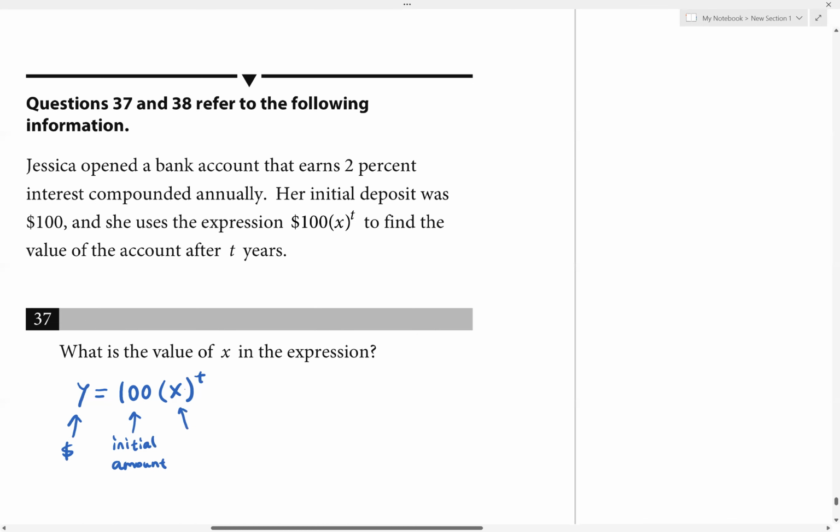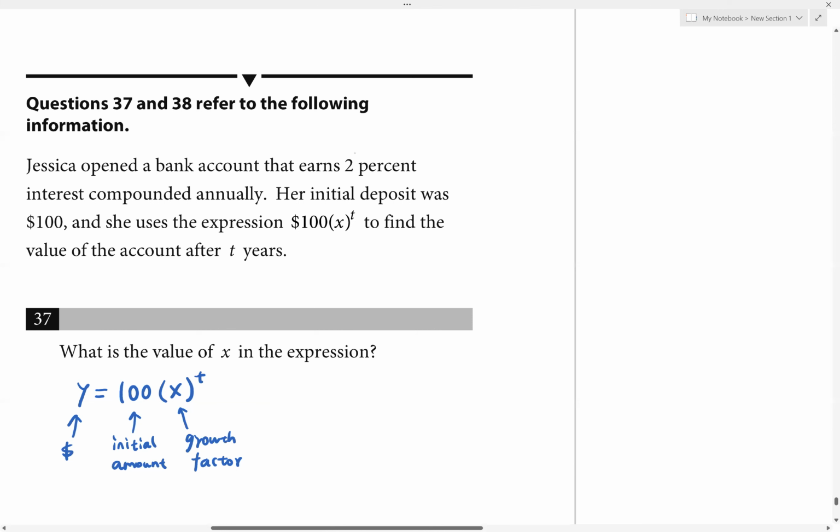And then the number in the parentheses here, the x, will be the growth factor. That's for each year, the multiplier. It's a common factor that we multiply each time, and that's the number we're trying to figure out.